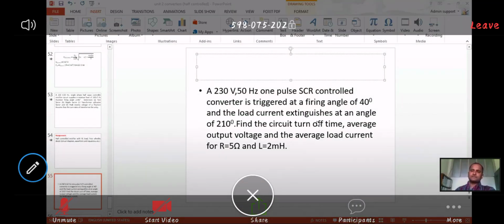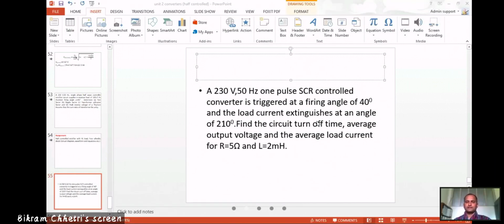I thought of doing at least one problem related to this. If you have a pen and paper, can you just note down these problems? We have already finished two, half control and full control converter. I thought that we have seen the circuit turn off time and device turn off time. I thought this is a little bit unique type of problem. In most of the problems, you have to find the output voltage, average voltage, RMS voltage, current, power, all these things.